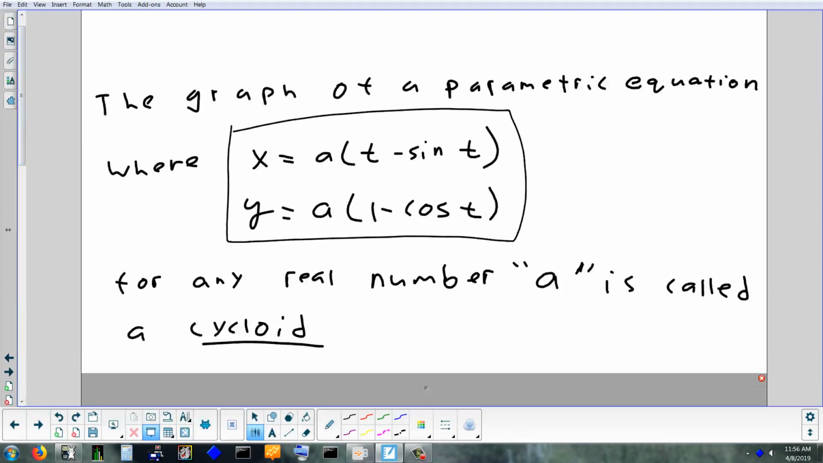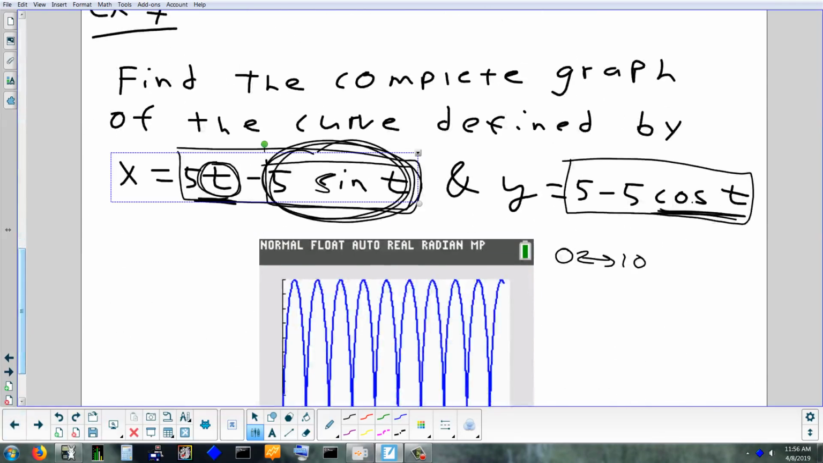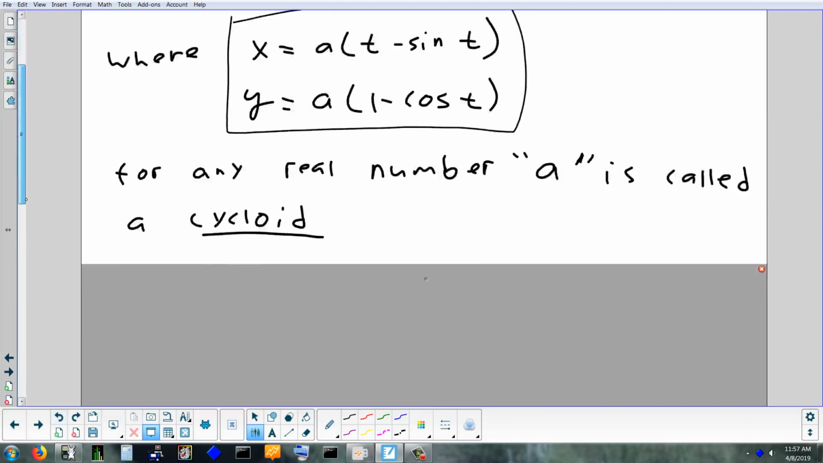And if you say, wait, yours didn't look like that, well, yeah, it did. In our problem, a was 5. I'm going to put this back, but if you put a 5 in right there and distribute it out, 5t minus 5 sine t. It's exactly what I typed in for x. And if you make that a 5, 5 minus 5 cosine t. So that's the factored form of the equation I just typed in. I just factor out the 5s. And that's called a cycloid.